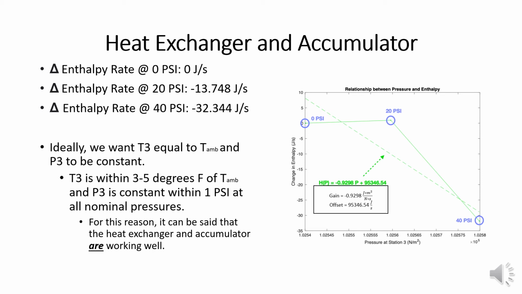Ideally, we want T3 and T ambient to be equal and for P3 to be constant at steady state. However, experimentally, T3 and T ambient differed by about 3 to 5 degrees Fahrenheit, and P3 remained constant within about 1 psi at all nominal pressures. For this reason, we can say that the heat exchanger and the accumulator are working pretty well.